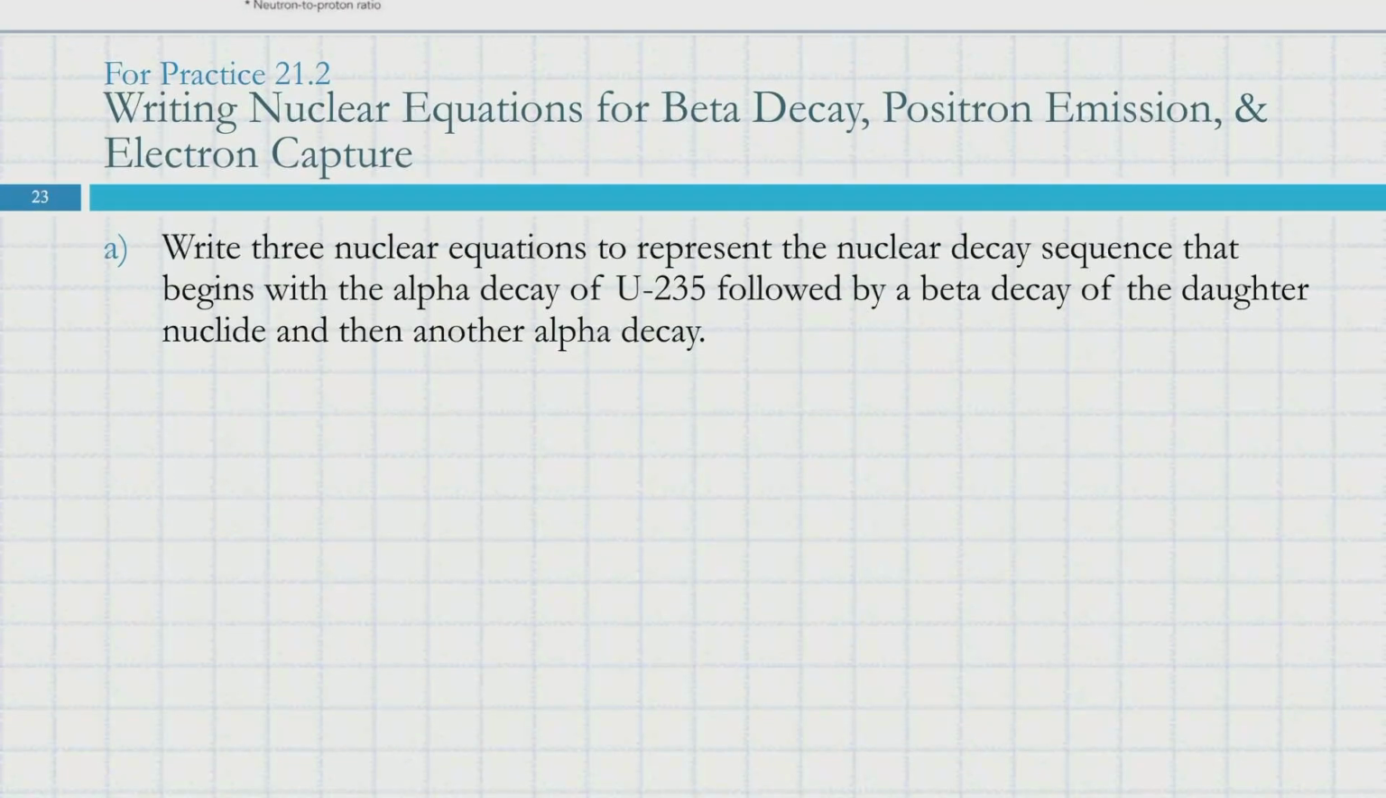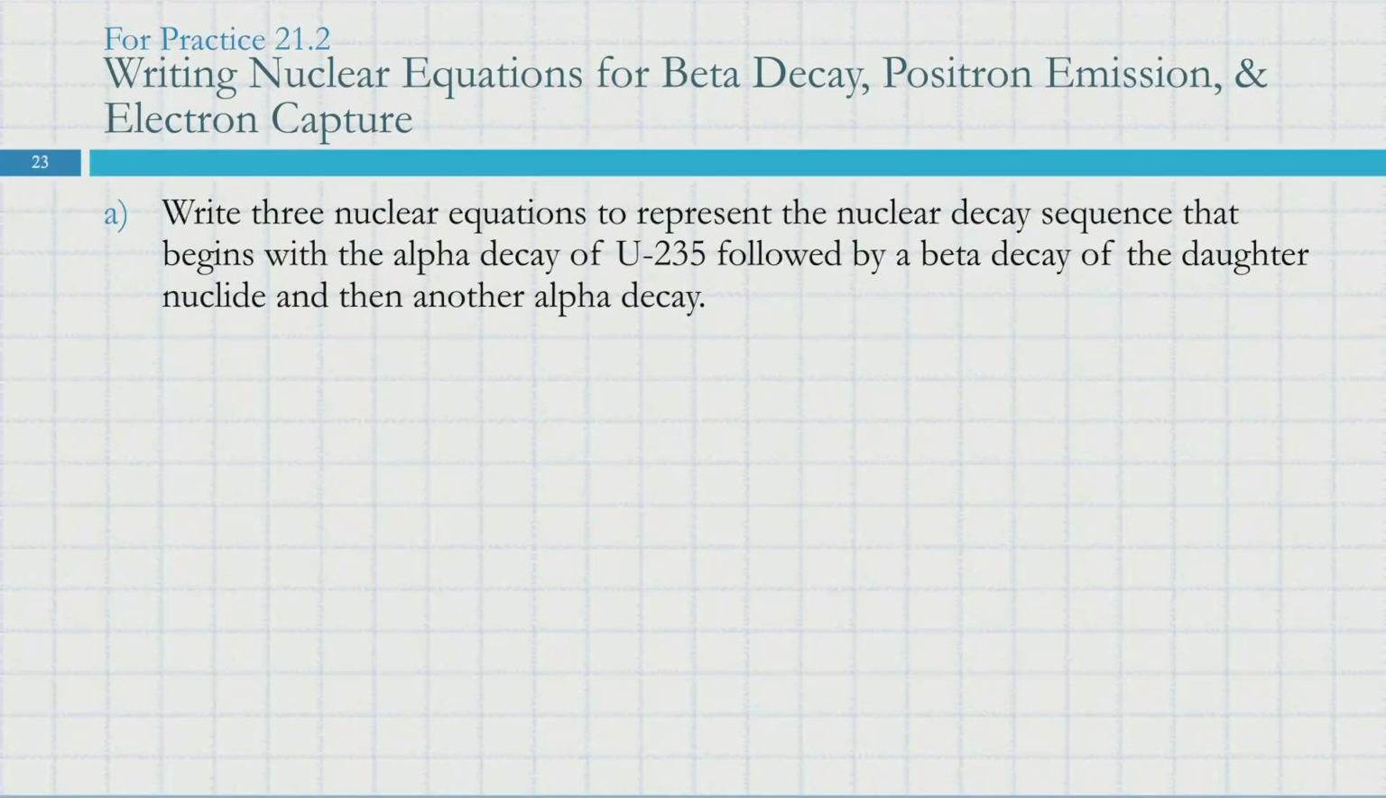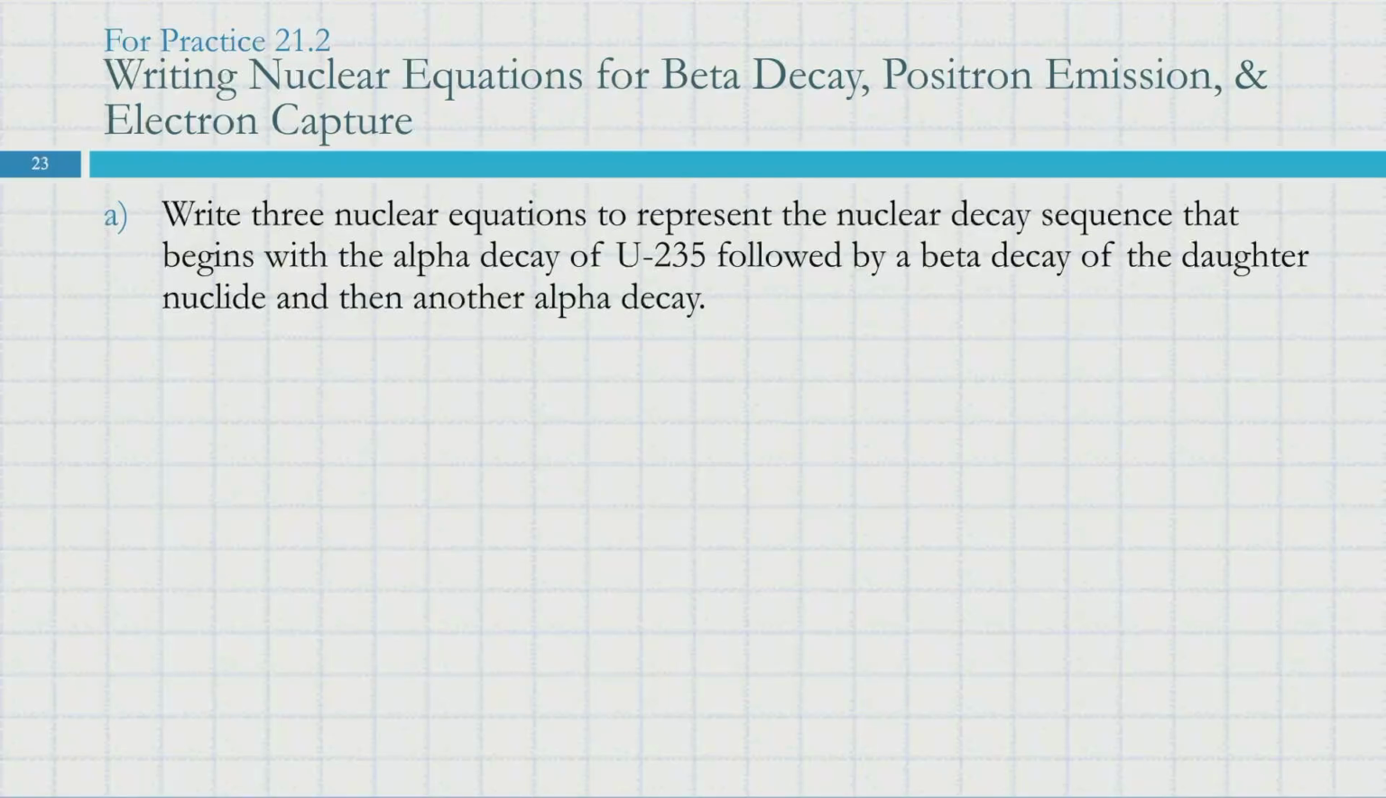Write 3 nuclear equations to represent the nuclear decay sequence that begins with the alpha decay of uranium-235, followed by a beta decay, and then another alpha decay.